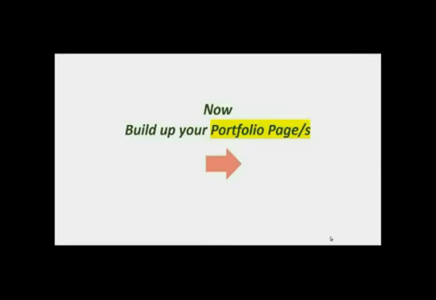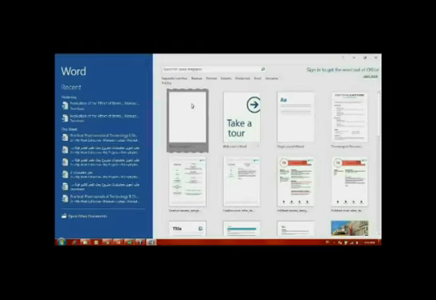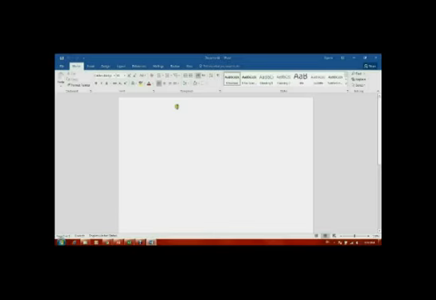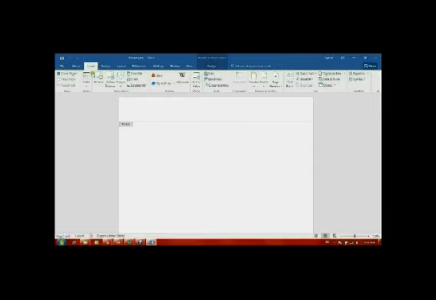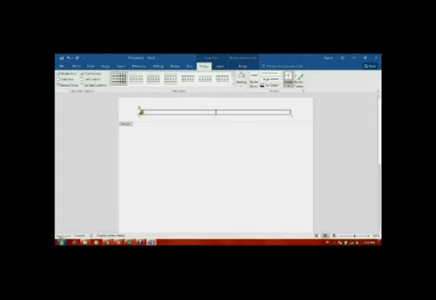Now, time to build up your portfolio pages. Remember that you can build a blank empty page, as we said in the portfolio introduction, having the layout we described previously. Again, you can save this page as a blank empty page to use whenever needed.